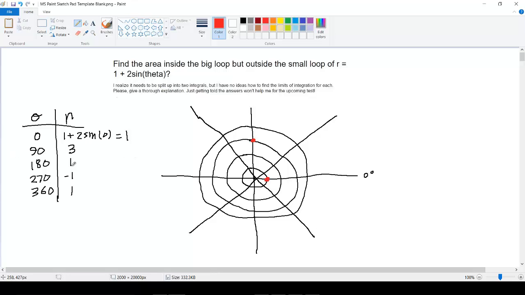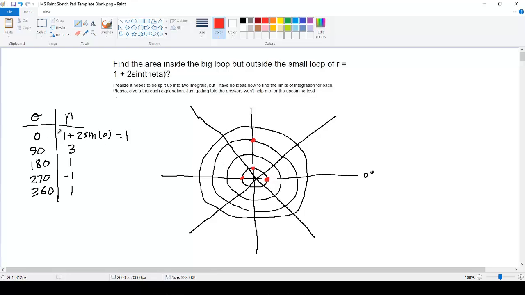At 180 degrees, we have 1. So if you go to 180, then we go 1 unit in that direction. At 270, you get down here, and then you go minus 1 units, which means you go the opposite direction from 270. So it's over here. And then 360 goes back to 1 again.